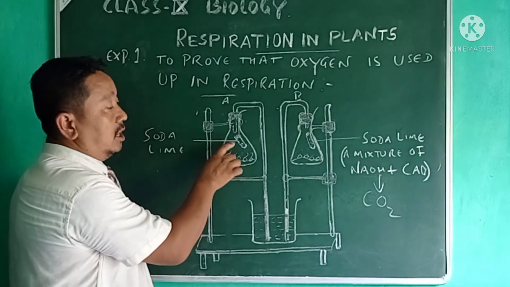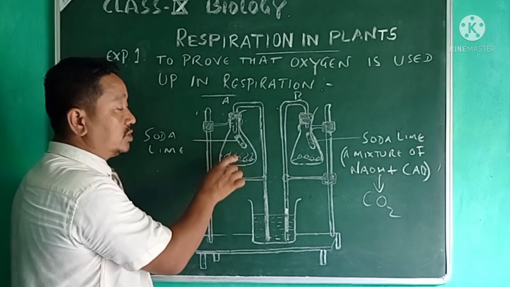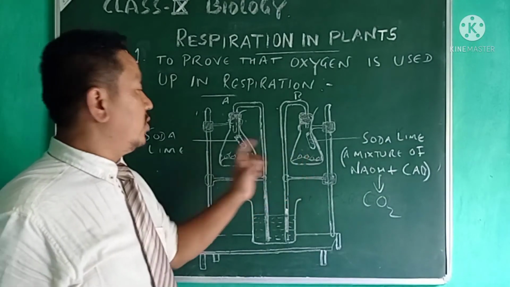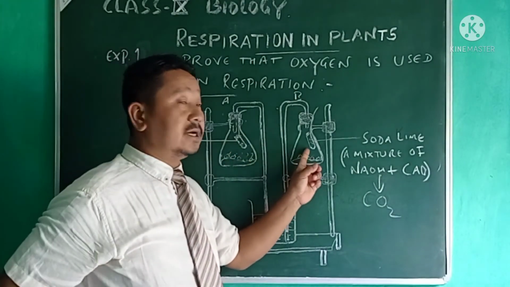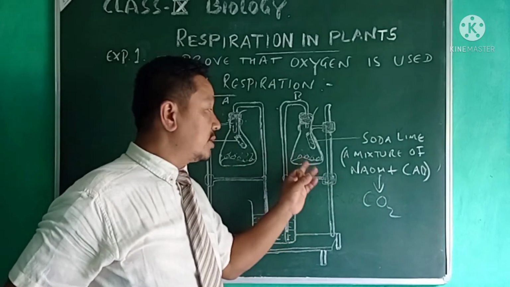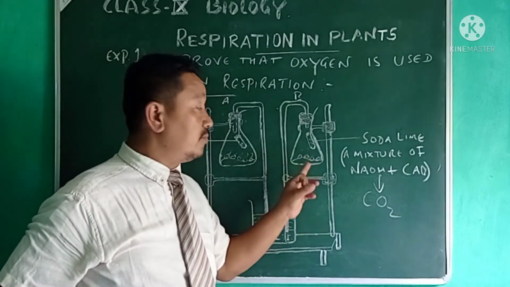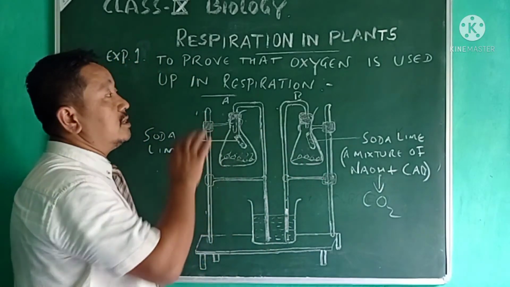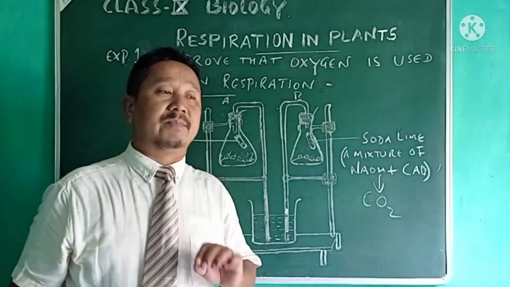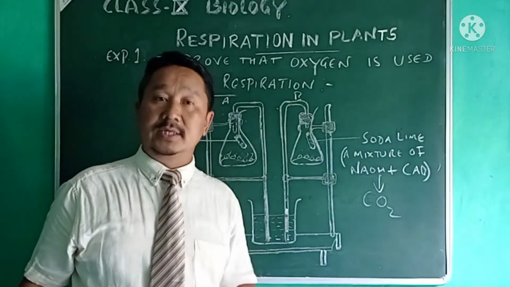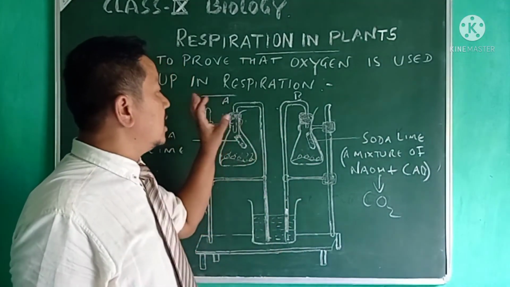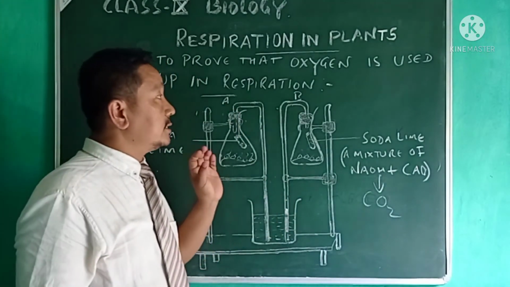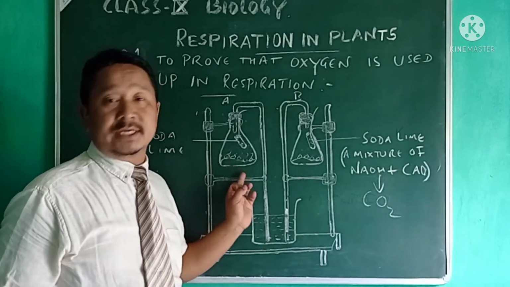Why? Because all the oxygen present here has been used up by the germinating seeds for respiration, whereas here the oxygen was still there. Why? Because the oxygen was not used up by these dead seeds. Okay, so from this experiment we understand that oxygen is used up by any plants and animals for respiration. So in this case we find the use of oxygen for respiration in the germinating seeds.